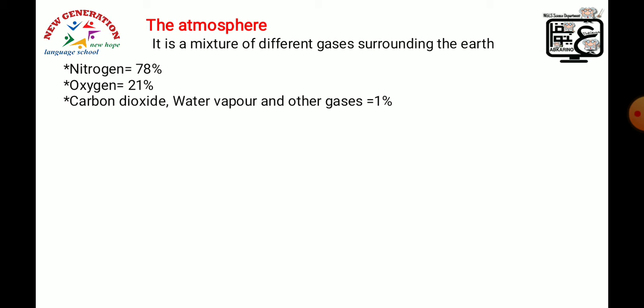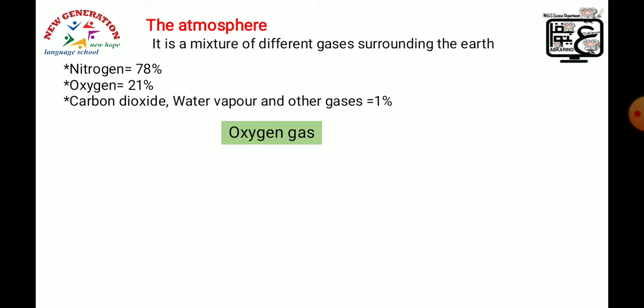So we have here 1% plus 21% plus 78% equal 100%. Excellent. So the atmosphere is a mixture of many different gases surrounding the Earth, such as nitrogen gas that represents 78%, number 2, oxygen gas that represents 21%, and finally carbon dioxide, water vapor, and other gases that represent 1%. Okay?